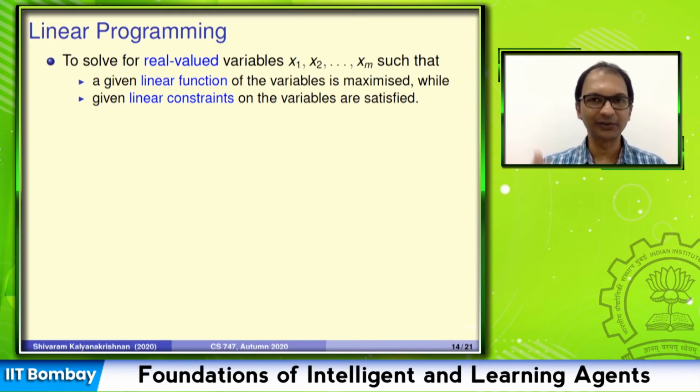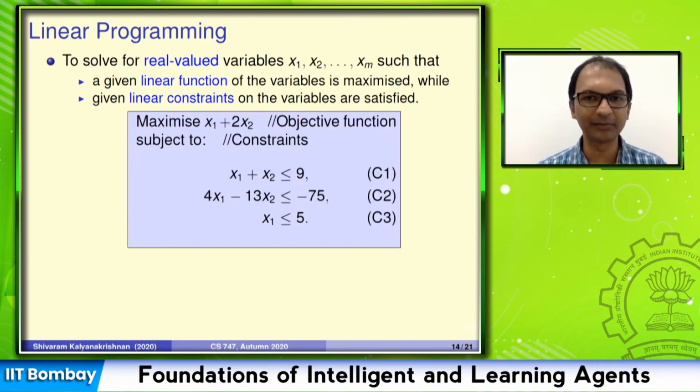Rather than say all this in English, it's good to look at an example. Here is a linear program. It's a simple linear program with two variables, x1 and x2. What we would like to do is maximize x1 plus 2x2. That's a linear function of x1 and x2, subject to satisfying three constraints, c1, c2, and c3, which are all linear: x1 plus x2 does not exceed 9, 4x1 minus 13x2 is less than or equal to minus 75, and x1 is less than or equal to 5.